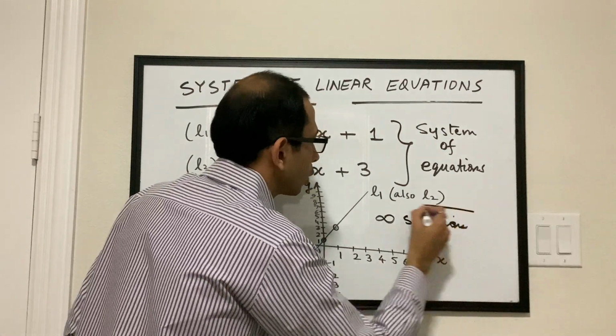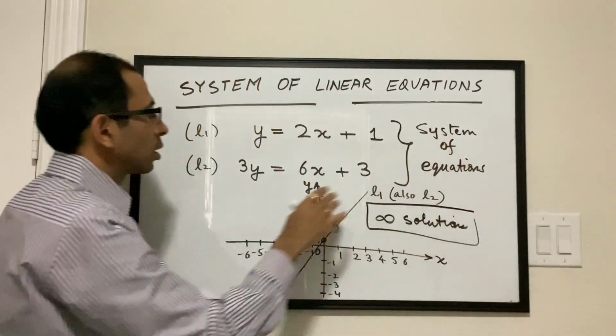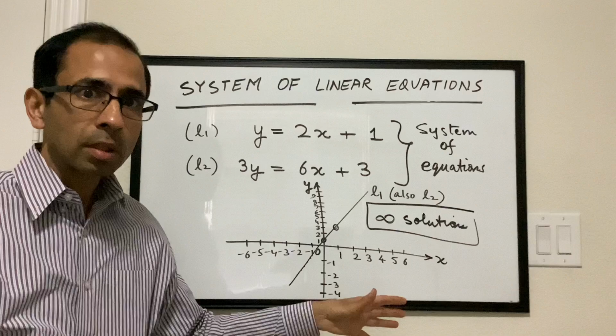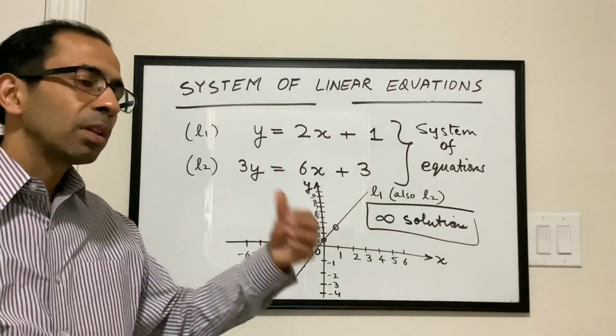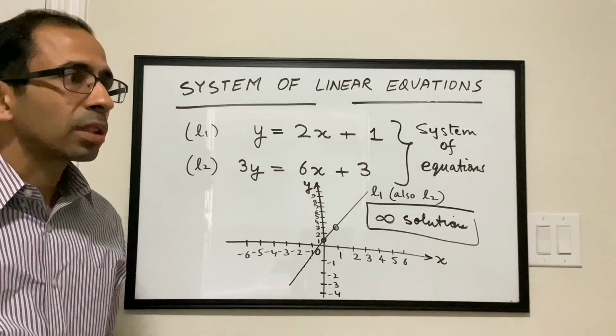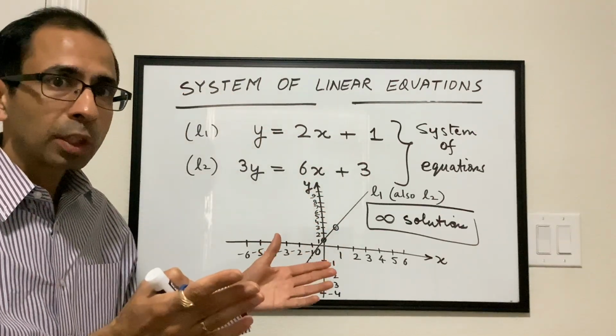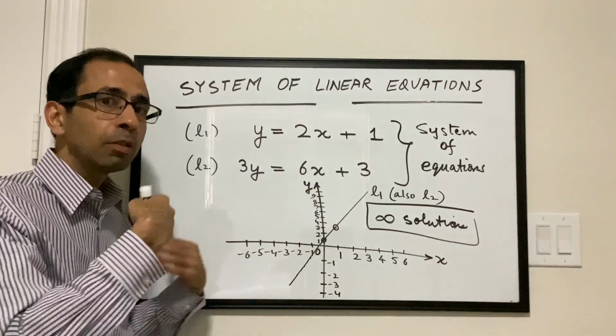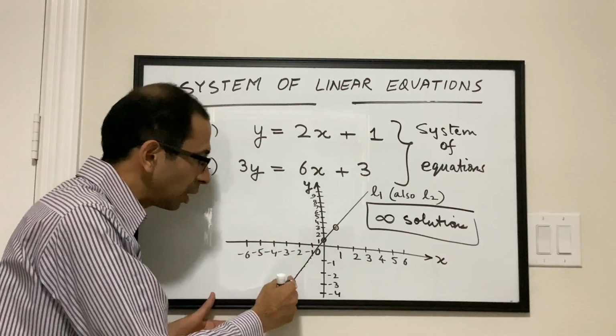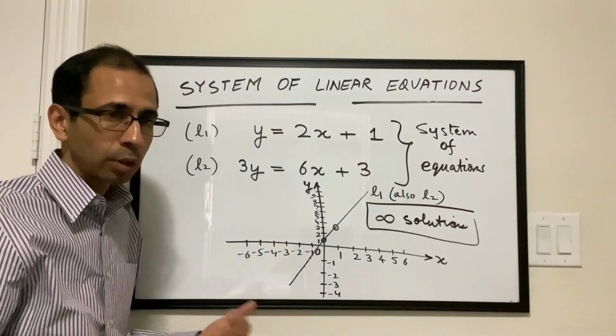So this is a case wherein a system of equations has infinite solutions. This is exactly opposite of the previous case wherein the system of equations had no solution because the lines were parallel. They had no point of intersection, and in this one they have infinite points of intersection because every point on the line is a point of intersection.